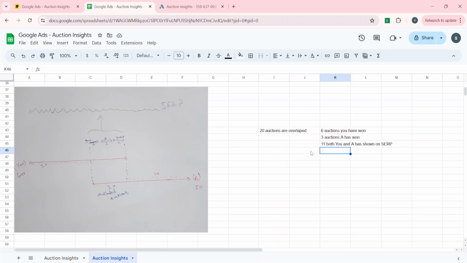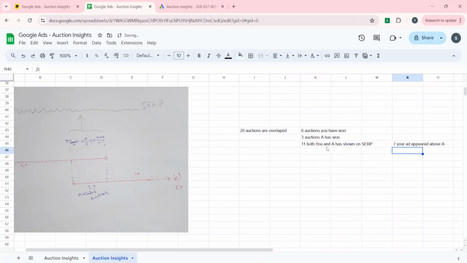Okay, so here in these 11 times where you and advertiser A have shown ads on SERP at the same time, let's assume that 7 times your ad has appeared above A. Okay, let's write it down. 7 times your ad appeared above A. Okay, that means what will be the other number of times? It is 4 only, right? That means 4 times advertiser A's ad appeared above you, right? You are getting me?